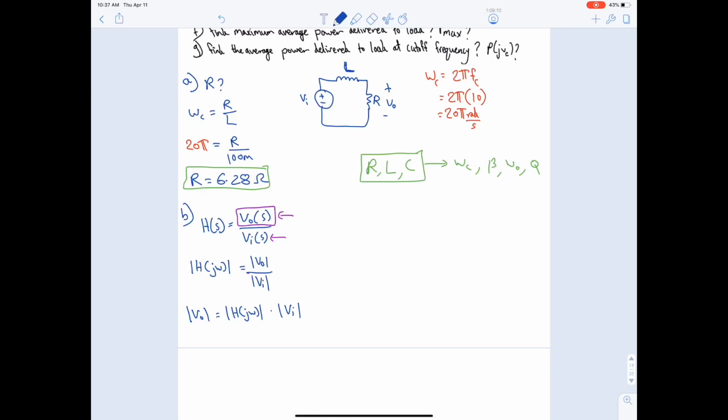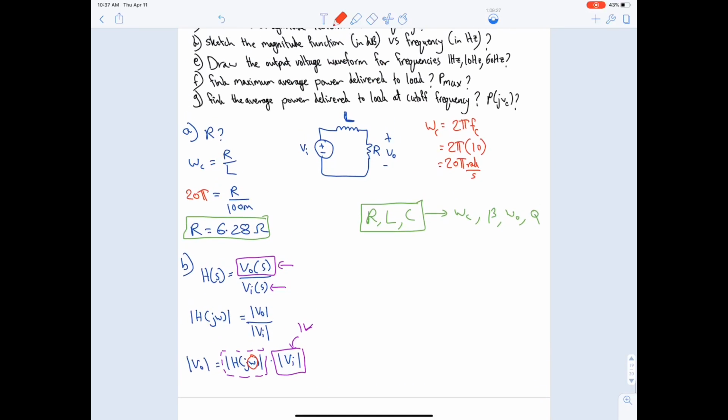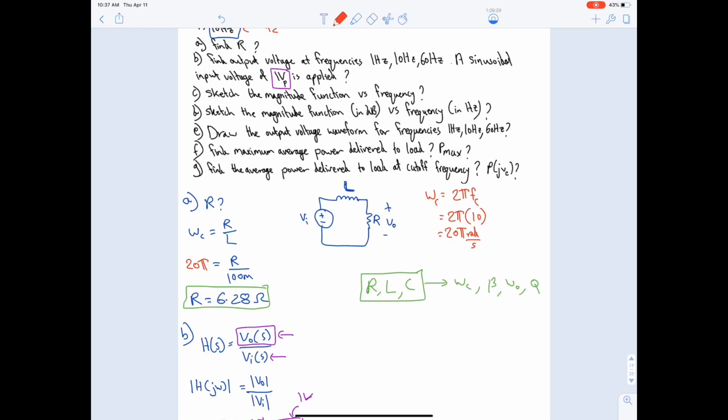multiplied by V input. Now V input is fixed, it's 1 volt peak. And the magnitude depends on omega. Now omega is the angular frequency, and in the question they gave us 3 frequencies, which you need to convert to angular frequencies.